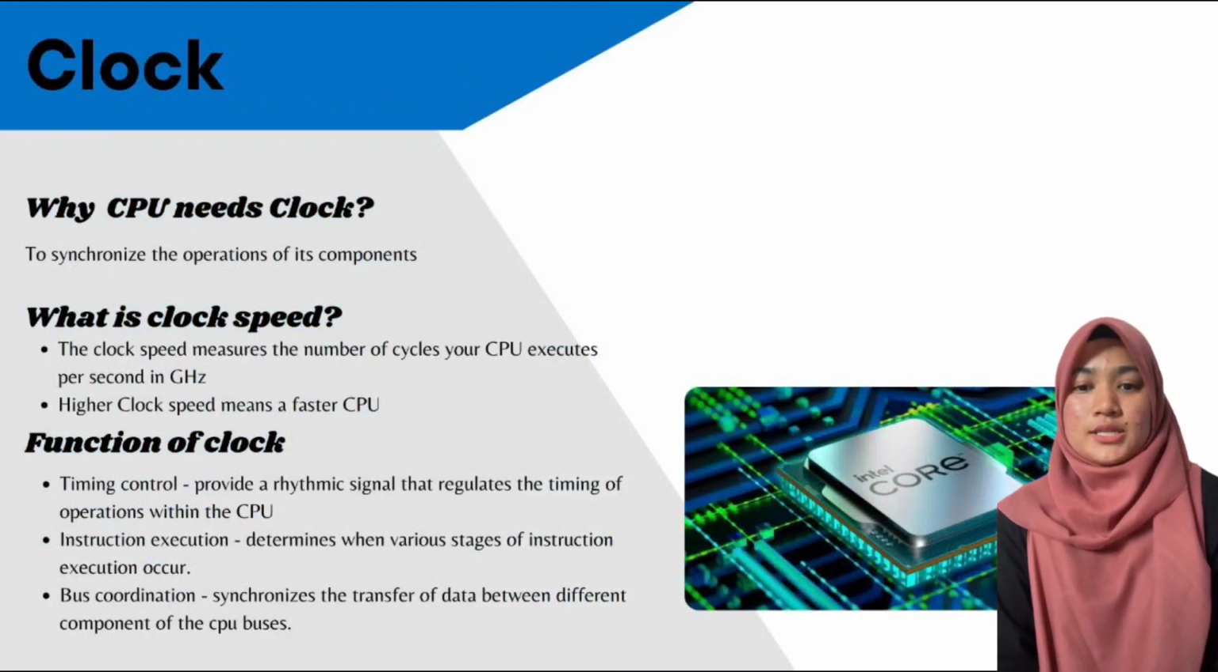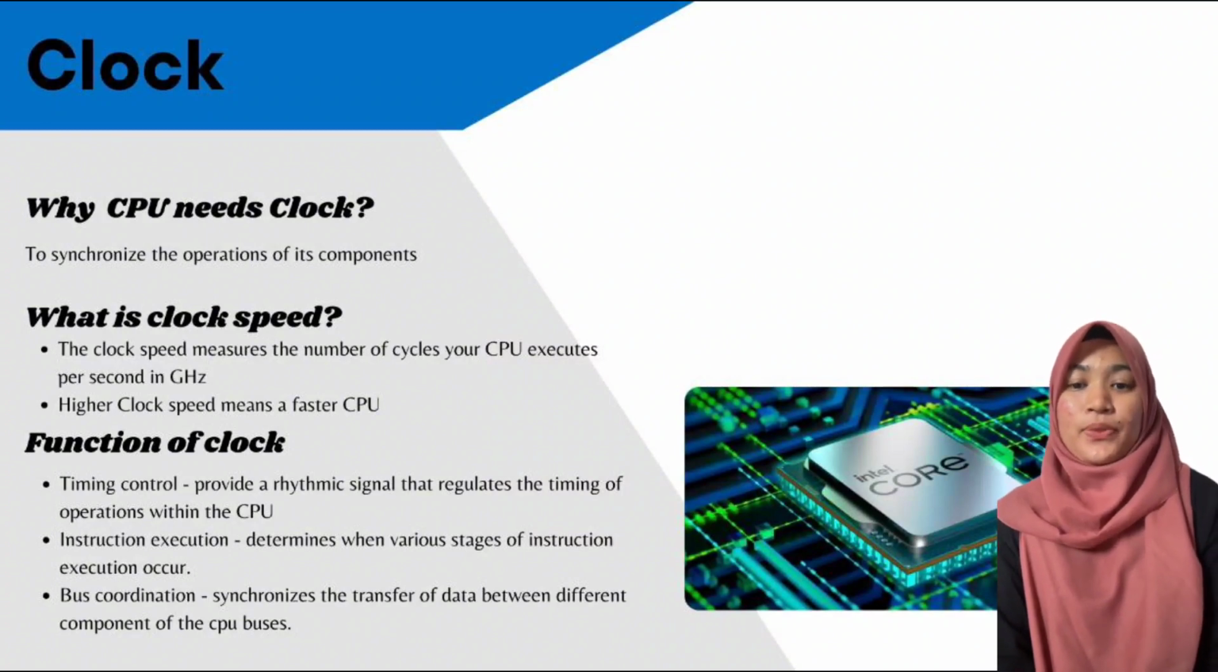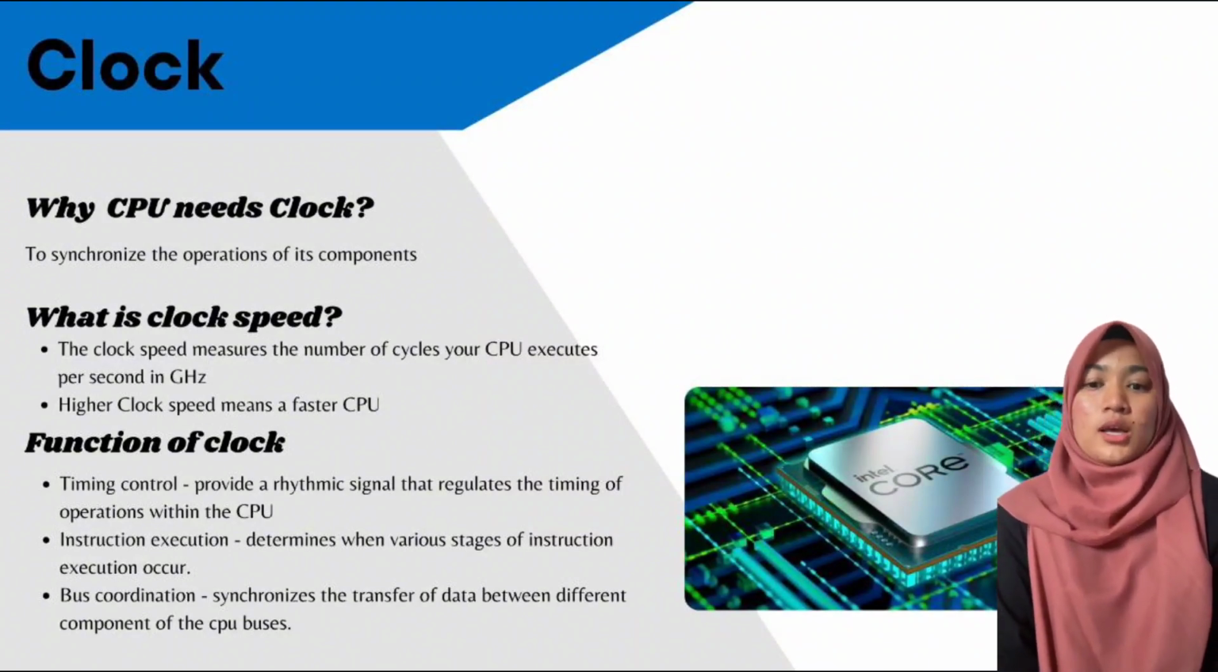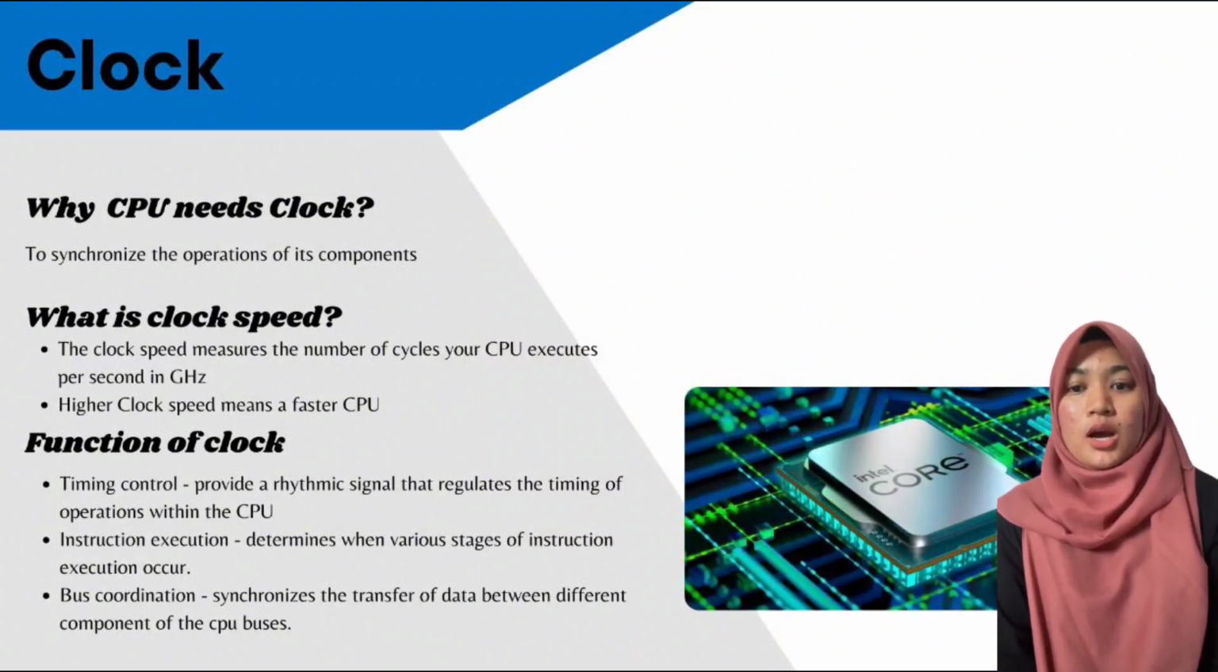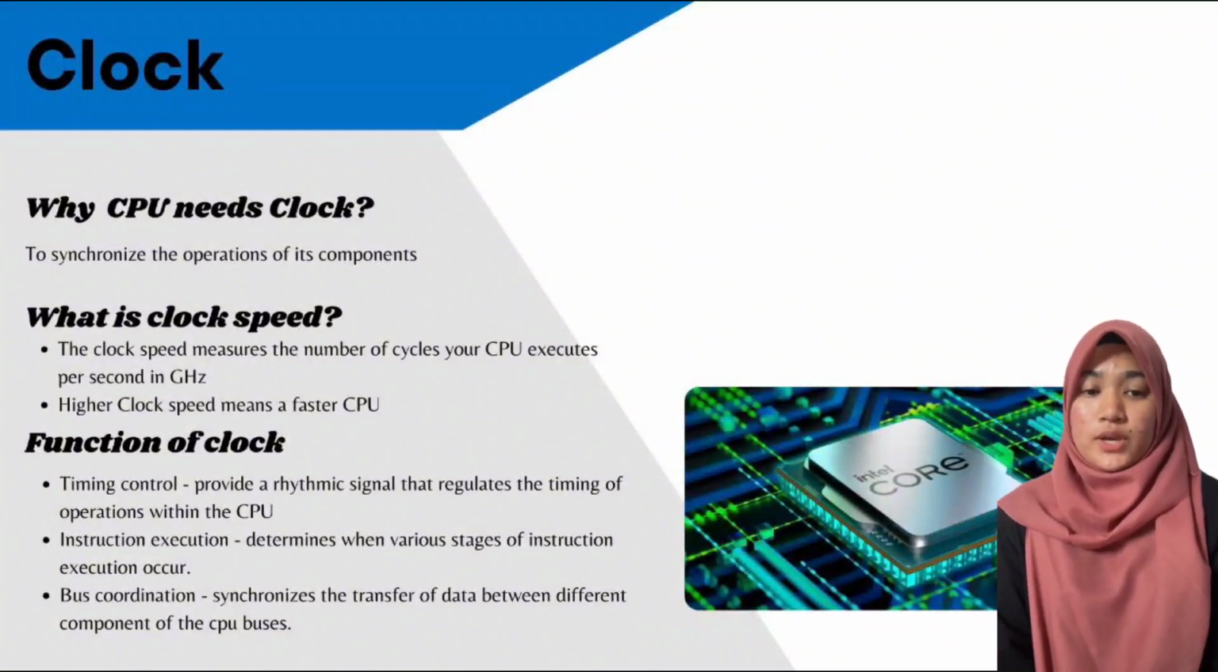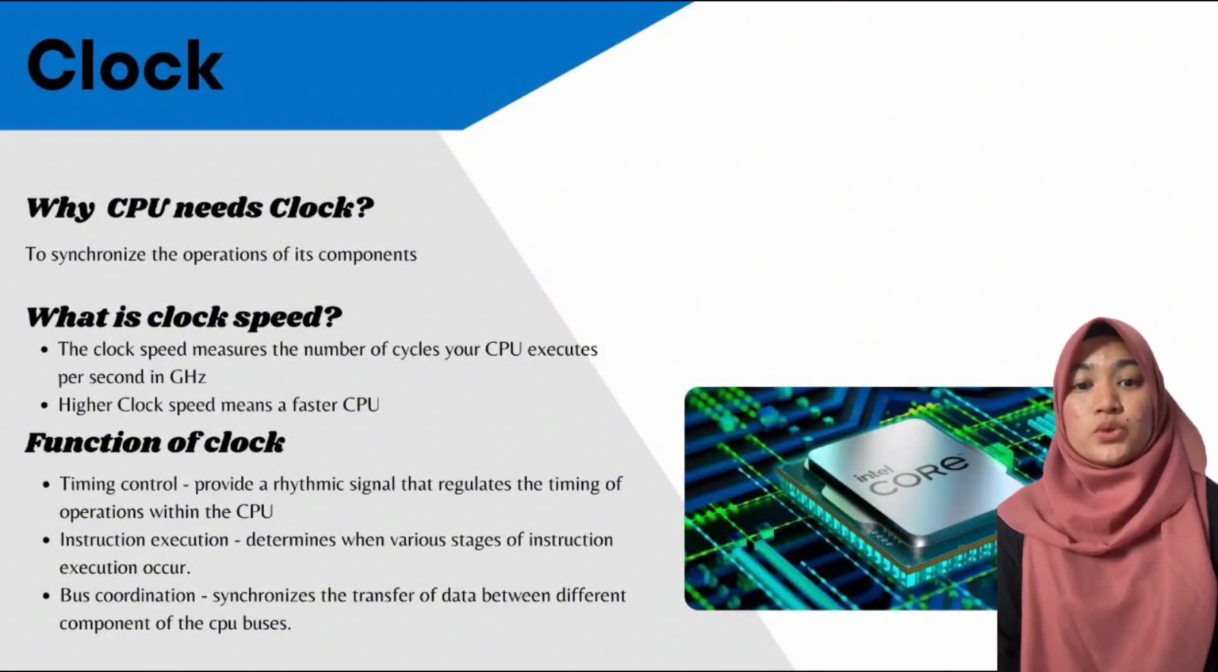Clock is something that regulates the timing of operations within the processor, and it measures the number of cycles the CPU executes per second in megahertz. Why does a CPU need a clock? In the CPU, the clock has its own work. The clock synchronizes the operation of its components to ensure that all different components and stages of the processor work in harmony.